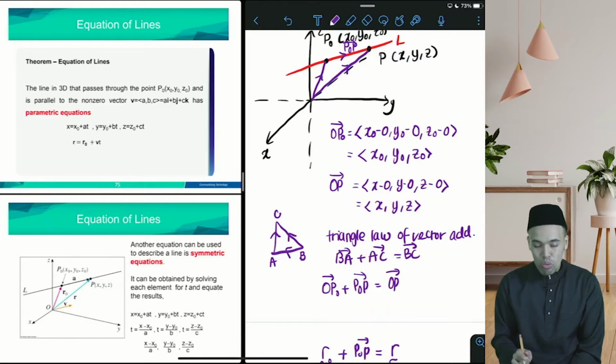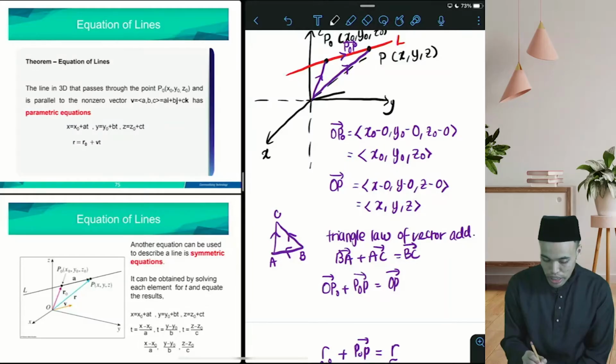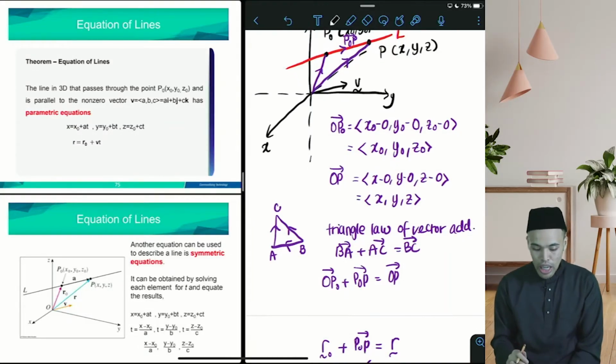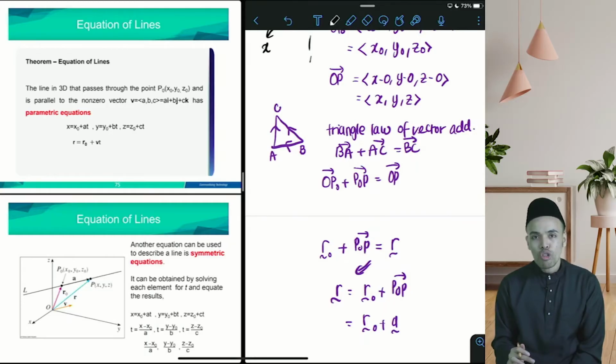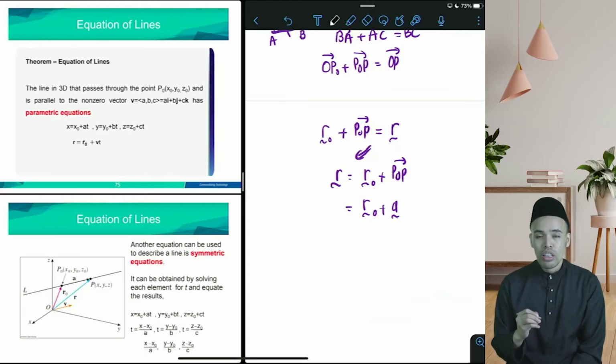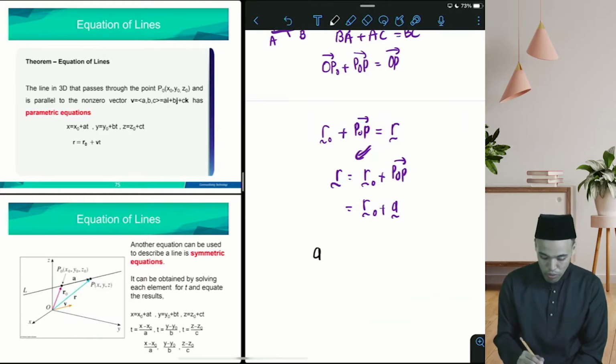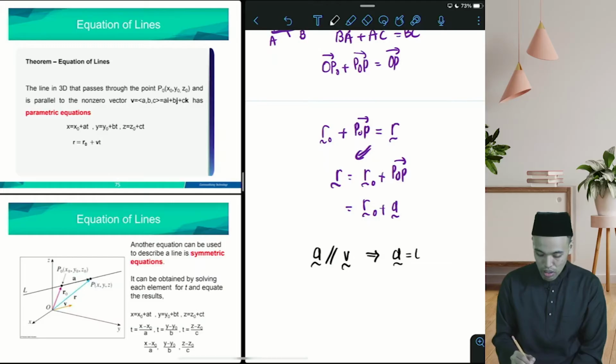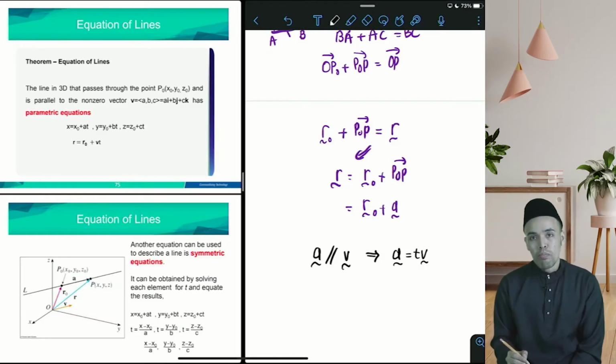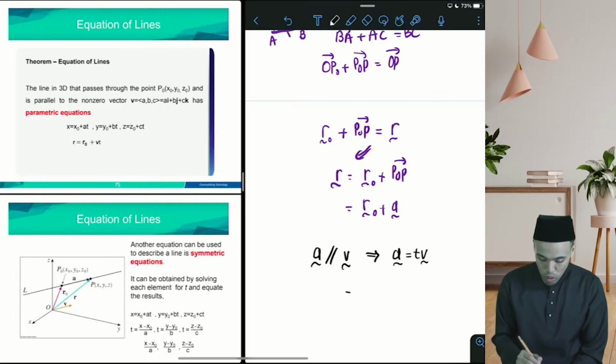Then, according to the explanation given in the slide presentation, you can always find a vector that is parallel to the vector that lies on the line L, and we will call it vector V. If vector A is parallel to vector V, you can reach this relation: vector A is equal to t vector V. By replacing vector A with t vector V, I am going to have vector R0 plus t vector V.